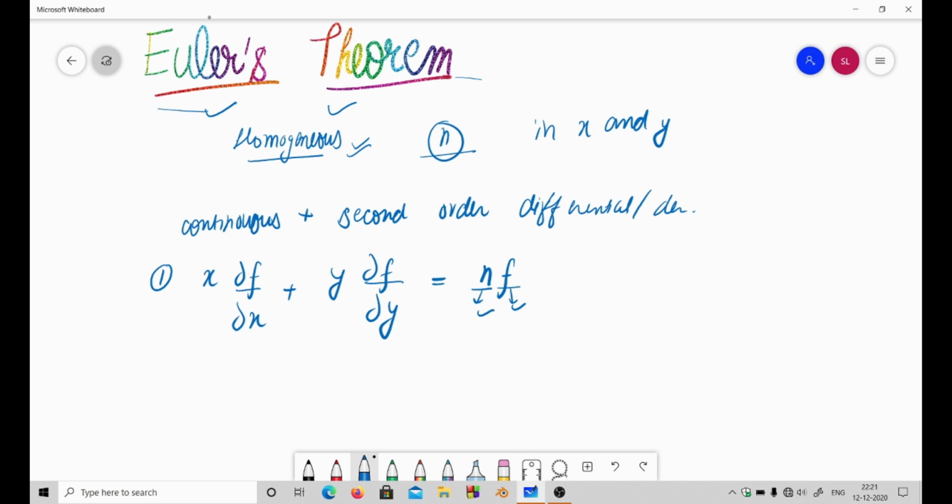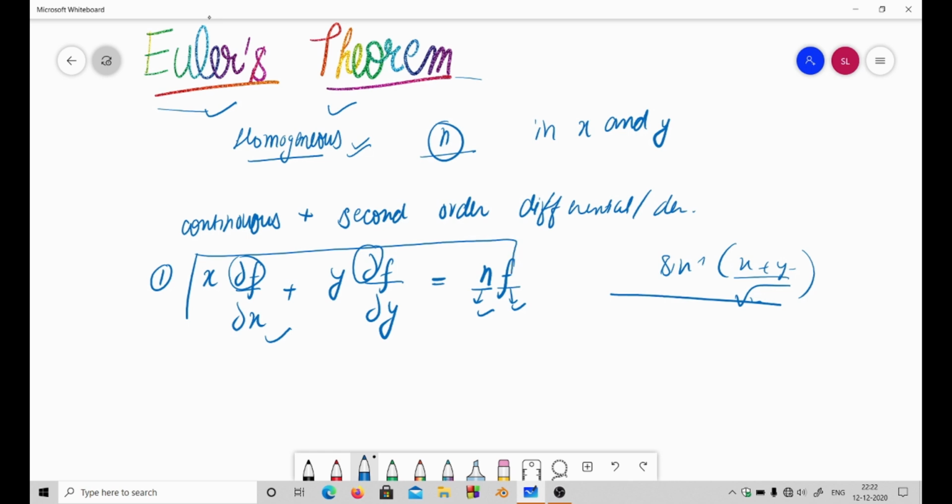And why is it needed, why did Euler define this theorem? Many times you are given a function and you have to find its derivatives, mainly partial derivatives, and it will become too lengthy, for example for sine inverse of x plus y plus something under root. Euler defined it for this, so that you don't have to derive everything, you just put in the formula and get your result.